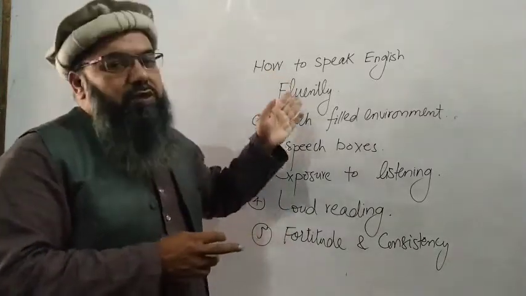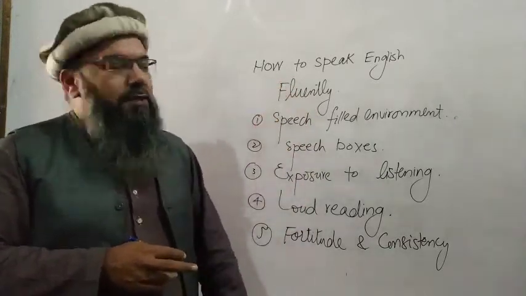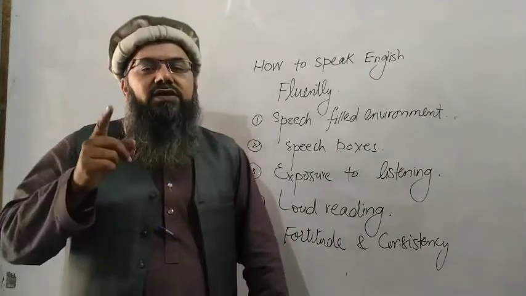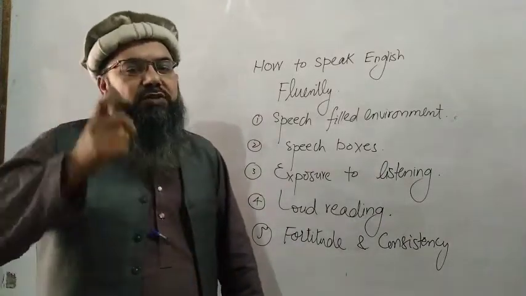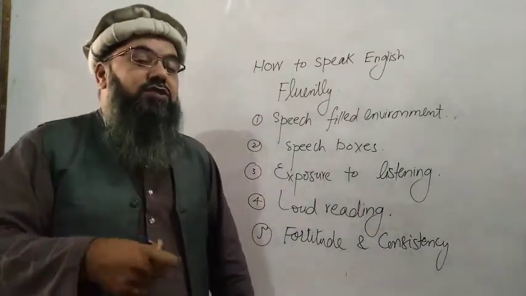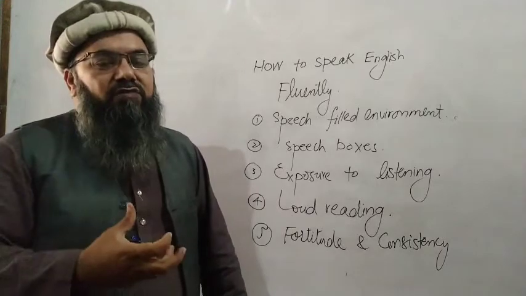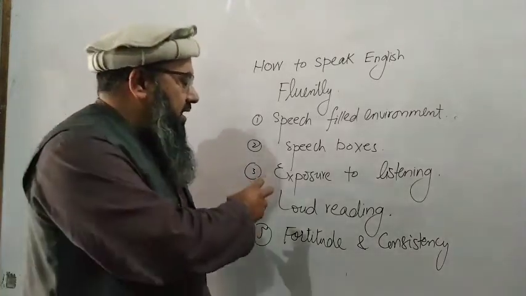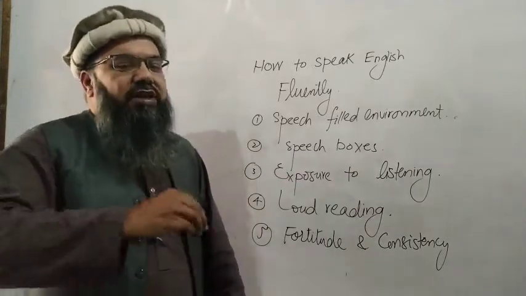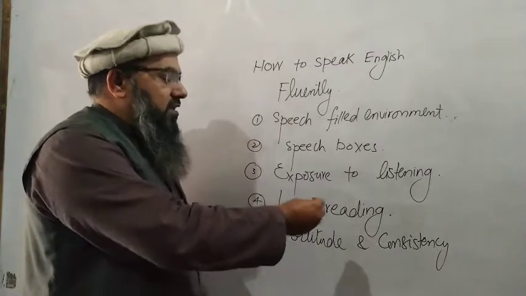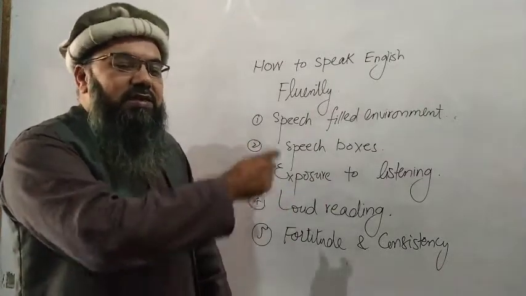So if you want to become a fluent speaker of the English language, you must keep these 5 tips in your mind. Number 1, speech-filled environment. Create this environment yourself, around yourself. And speech boxes: mold your speech boxes, soften them and make them produce English sounds. And then exposure to listening. Expose yourself more and more to listening. And then loud reading. Take any book, any magazine, any newspaper, and start reading it loud. And then fortitude and consistency, because slow and steady wins the race, and one who seeks finds.